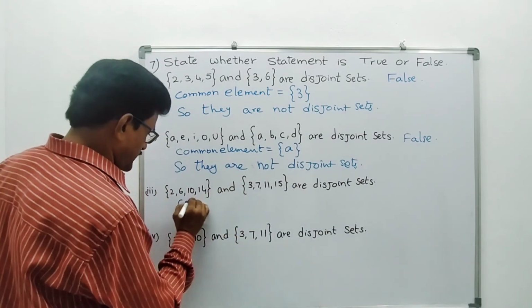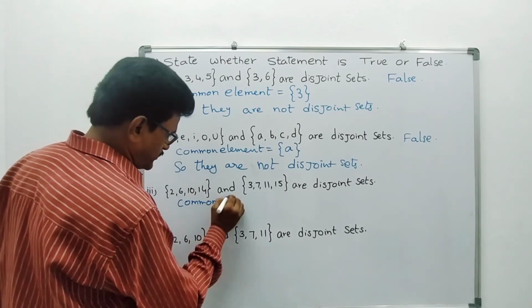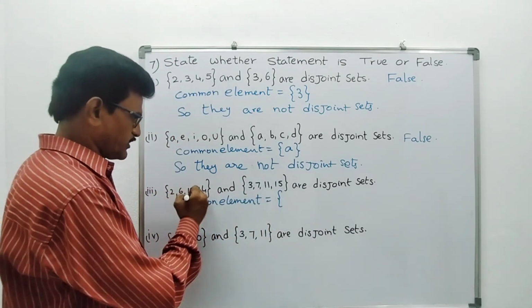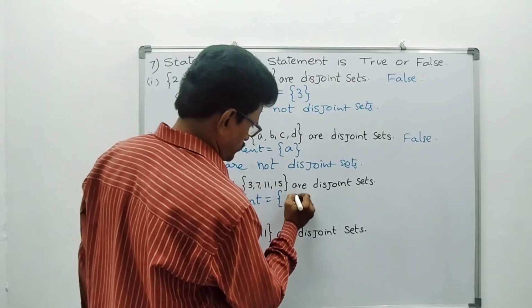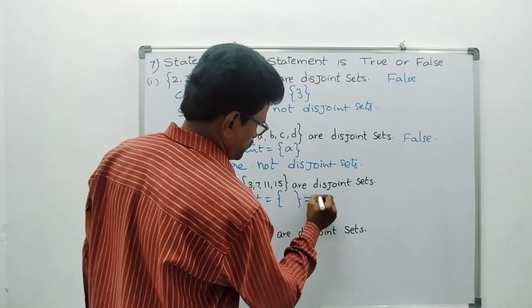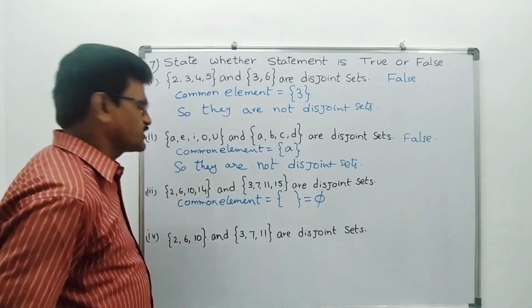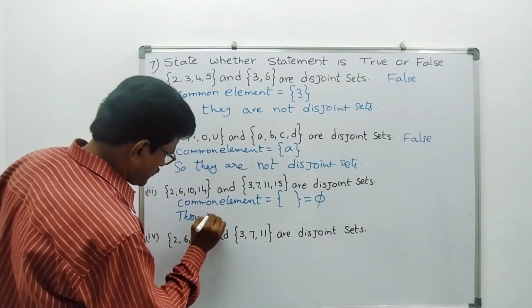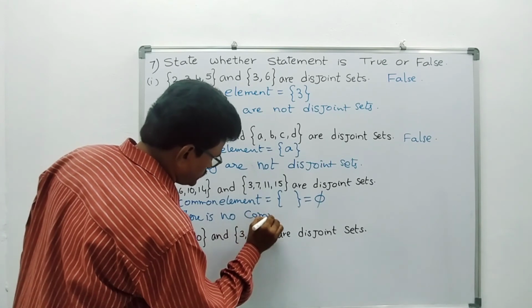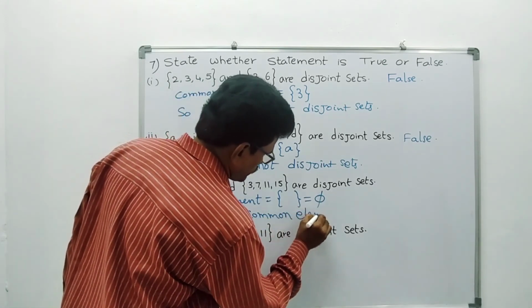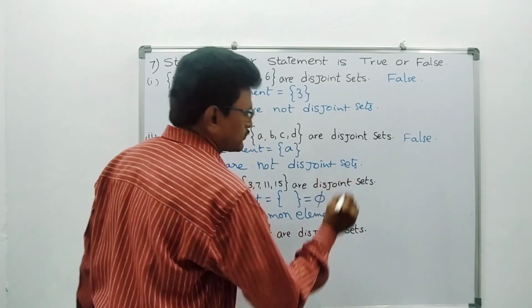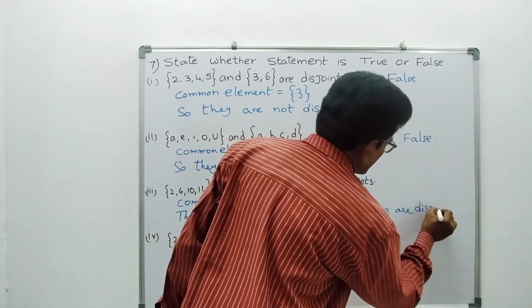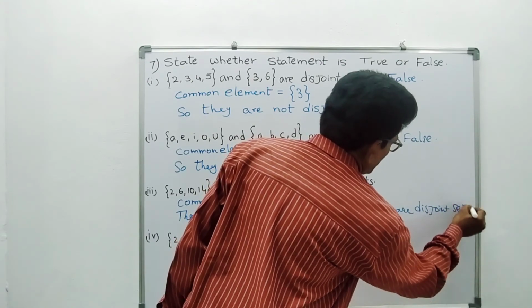Now, 2, 6, 10, 14, 3, 7, 11, 15. Is there any common element here? See, 2, 6, 10, 14, even numbers, odd numbers. So, no chance. Pi. That is pi, the null set. Now we can say these are disjoint sets. There is no common element. So, these are disjoint sets.